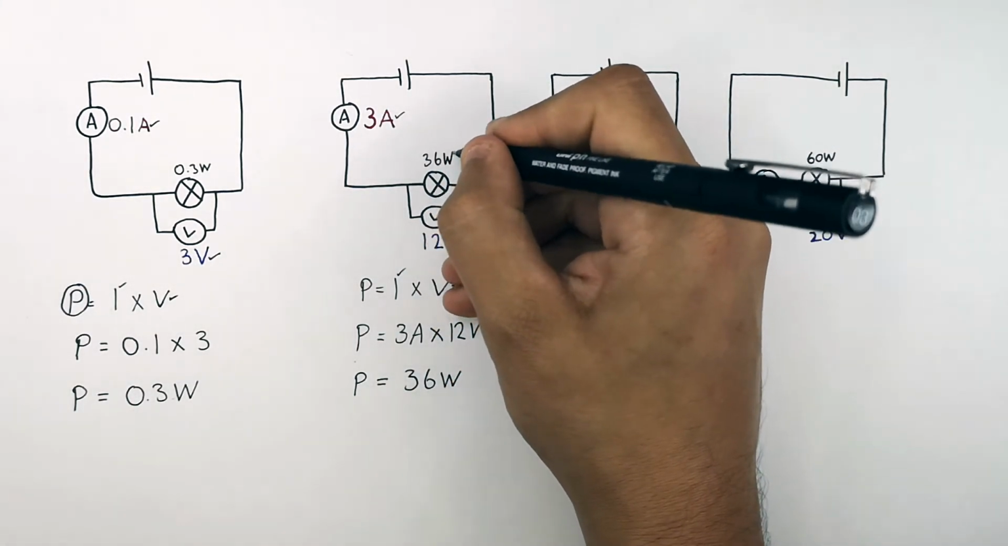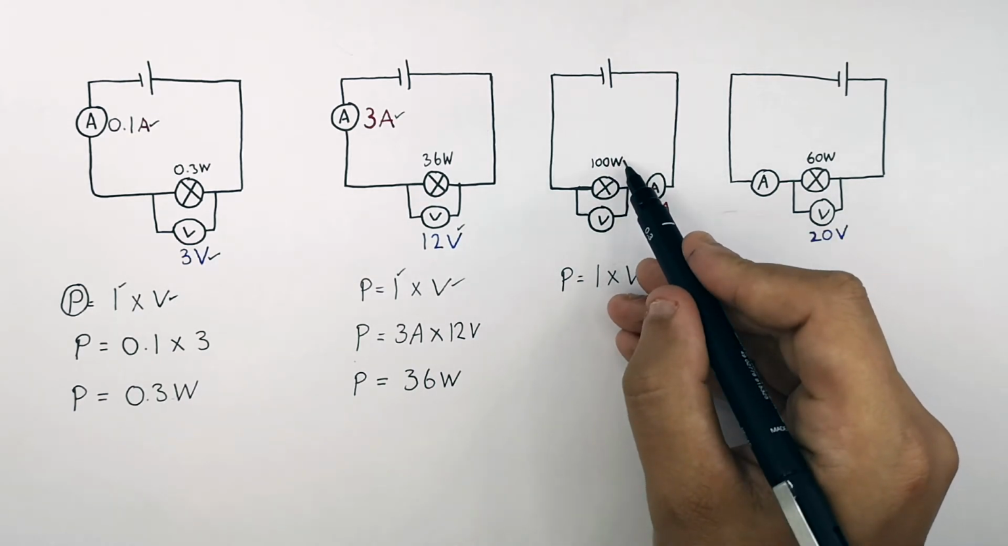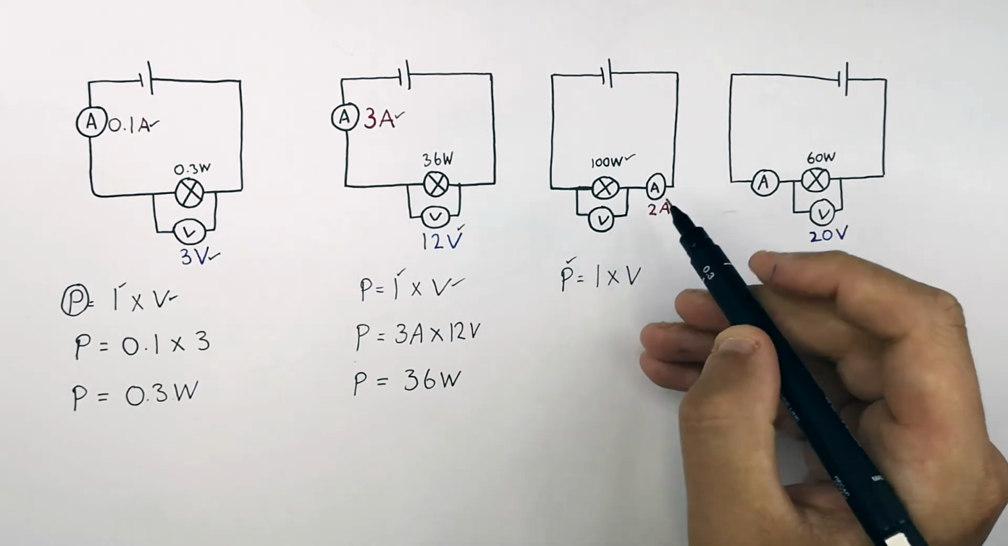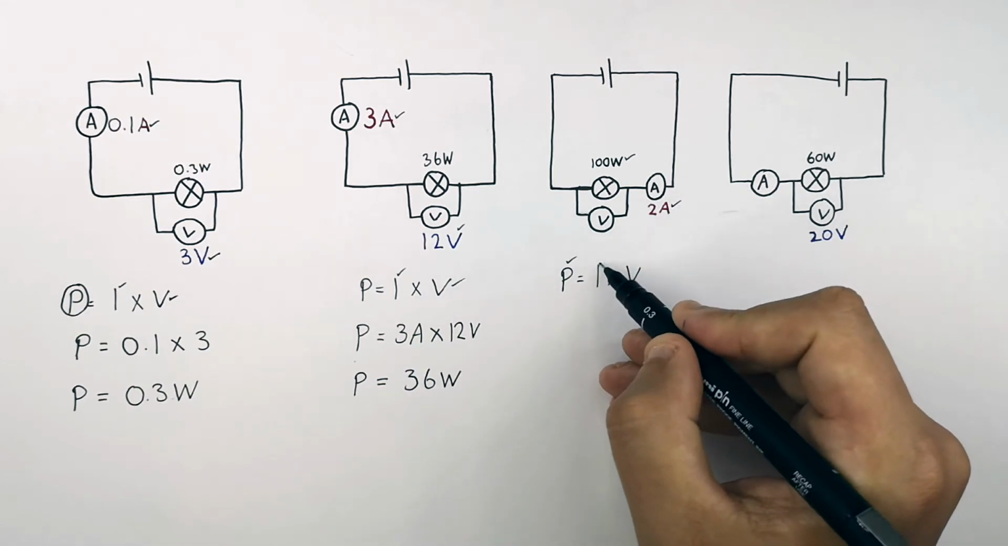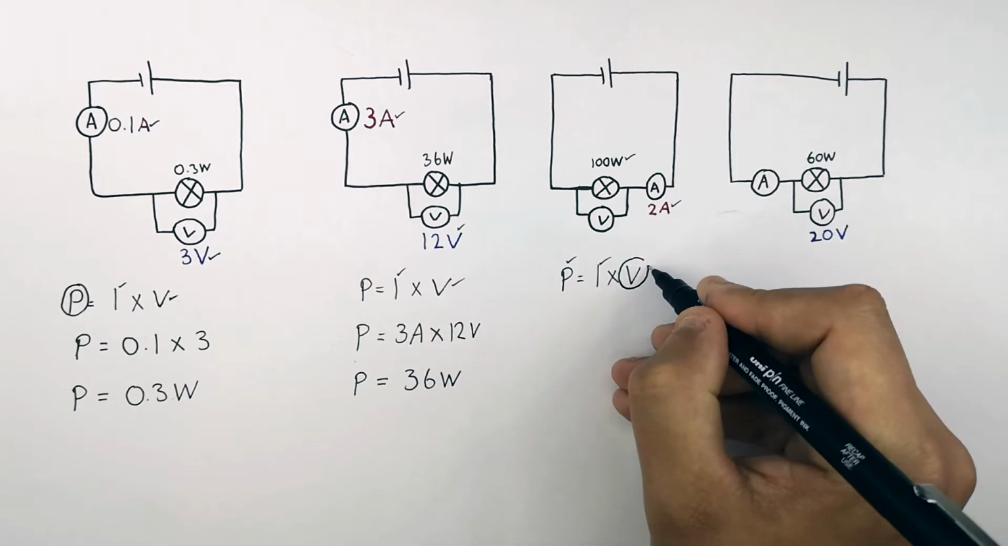Recall the equation, P equals I times V. We've got 100 watts, which is the power. We've got 2 amps, which is the current in the circuit. We're trying to work out the potential difference across the bulb.